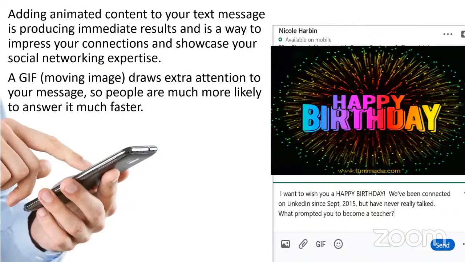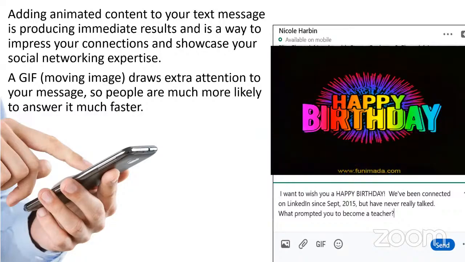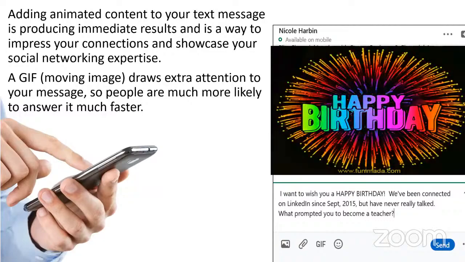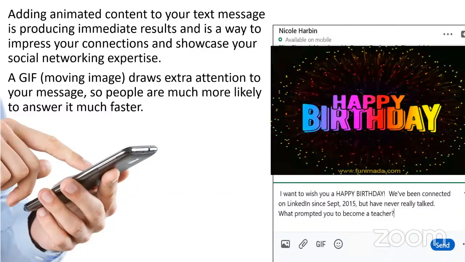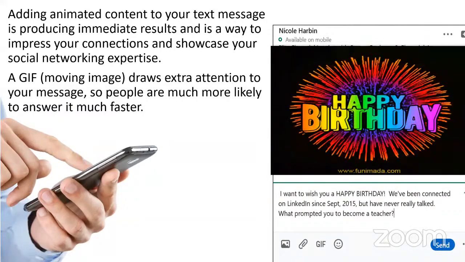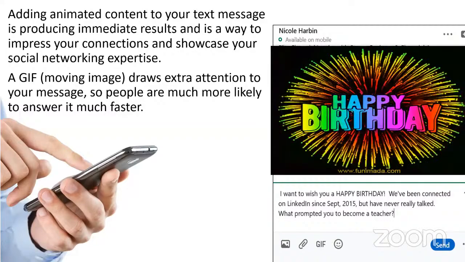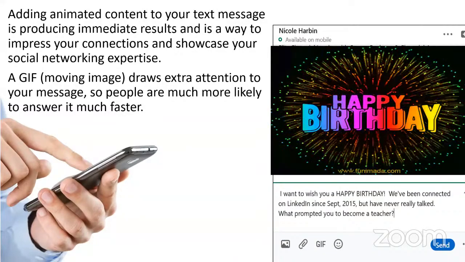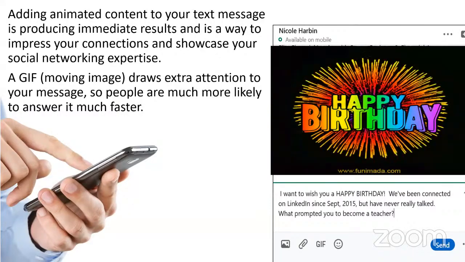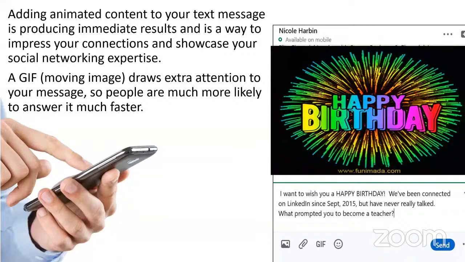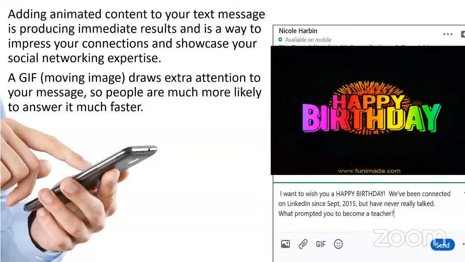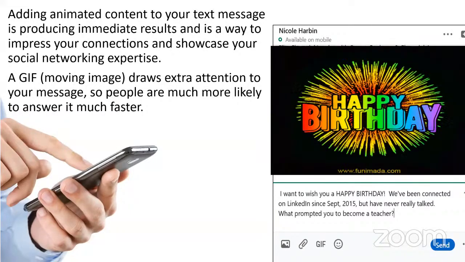Adding animated content to your text message is producing immediate results and is a way to impress your connections and showcase your social networking expertise. A GIF, a moving image, draws extra attention to your message, so people are much more likely to answer it much faster. One of the most successful strategies that we introduced years ago was to wish people a happy birthday and change your birthday so that people would wish you a happy birthday. And now, using a moving image to do it quadruples the results.